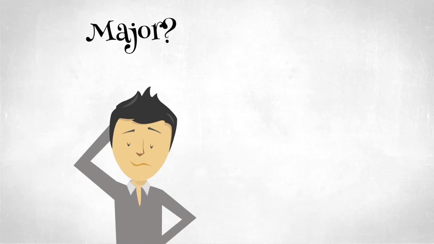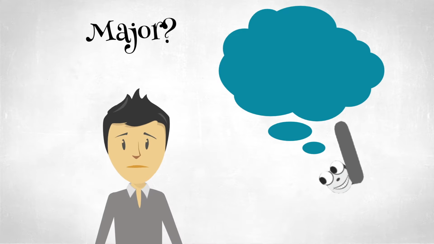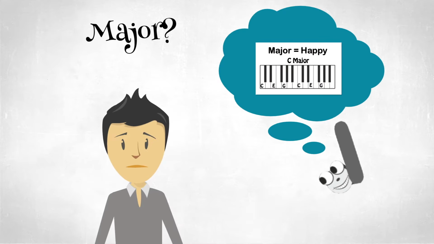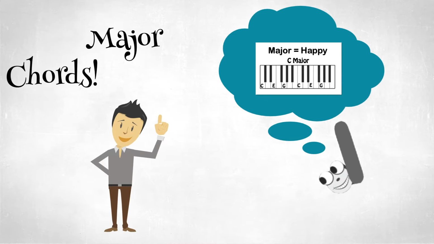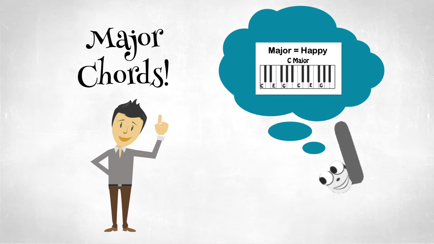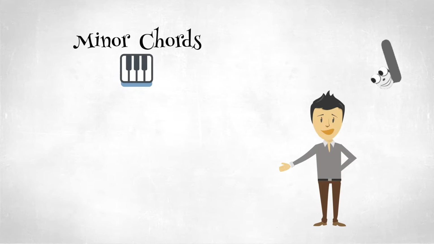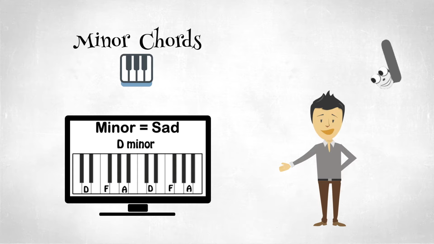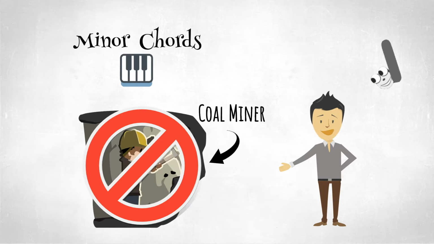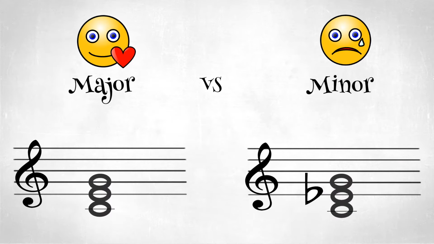Well, what is it then, Mr. Quarternote? We're talking about chords in music that can be major. Oh, right, of course. Major chords. And that must mean we're also talking about minor chords. But not a minor as in someone mining for coal, right? That's right. Okay, cool. So, yes, major chords versus minor chords.